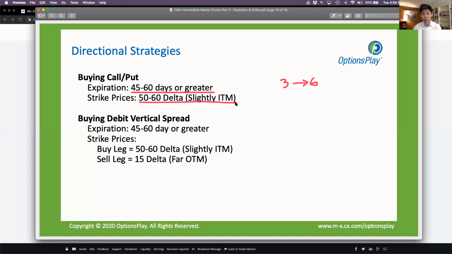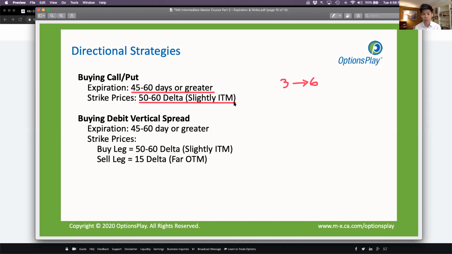50 to 60 delta, slightly in the money options are suitable here for whenever you're buying a call or a put. Now, when we're trading debit vertical spreads, this is a strategy that we've already covered in our Beginners Options Master Course. I hope that many of you were able to catch that session where we talked about how to apply leverage to your portfolio.